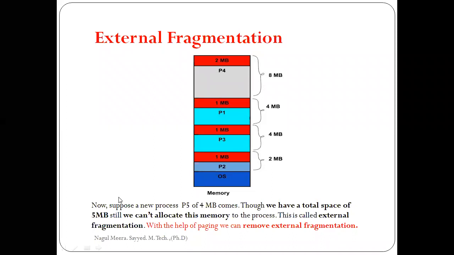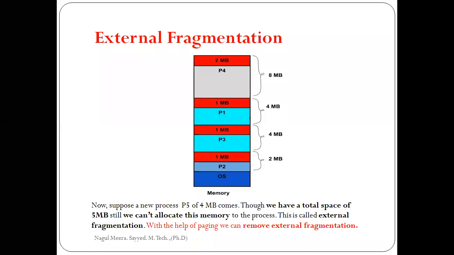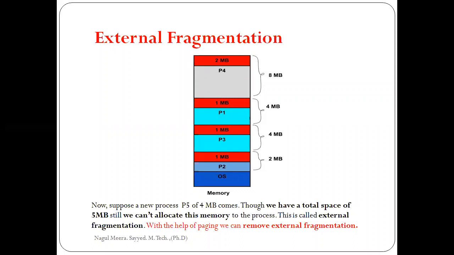Now suppose a new process wants to execute, for example P5. P5 wants to be inserted into this memory, and its capacity is 4 MB. The available free space is 5 MB and P5 capacity is only 4 MB, but we are not able to insert it here. Even though 5 MB of free space is available, we cannot insert the 4 MB program. This is nothing but external fragmentation. Our definition says we have sufficient memory to store that particular process, but we are not able to store it. How will these be overcome?